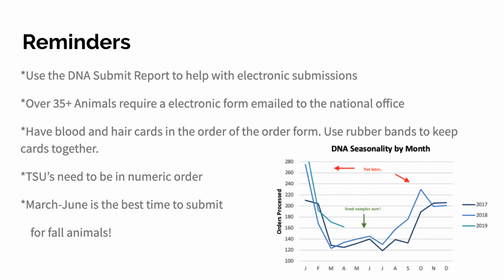The next part is to have the hair and blood cards in the order of the order form. It helps us with efficiency here in the office, especially if you're submitting 50 plus samples. It's easier for us to go through them and just boom, boom, boom, that matches up to the form, and we keep things moving. You can use rubber bands to keep those cards together, or if you have another creative way, that's fine as well.